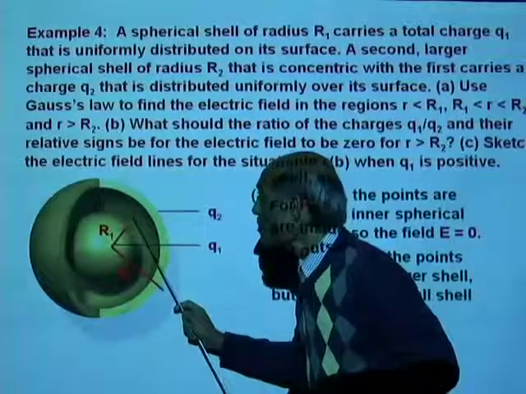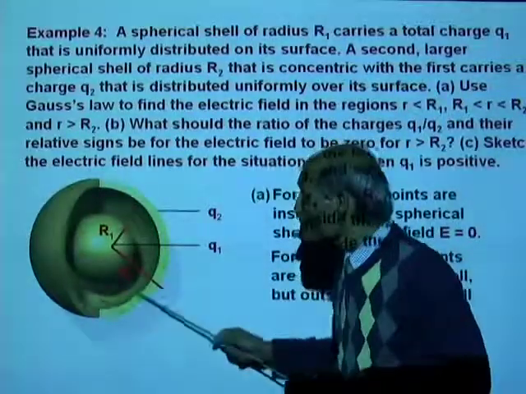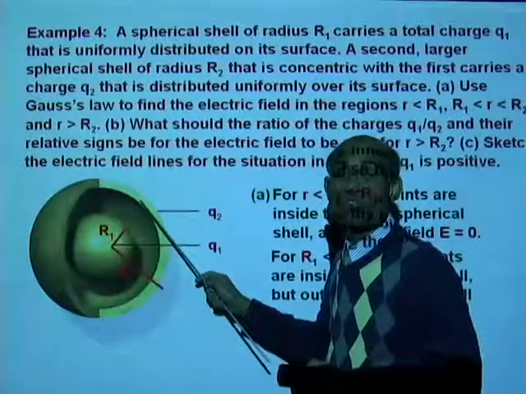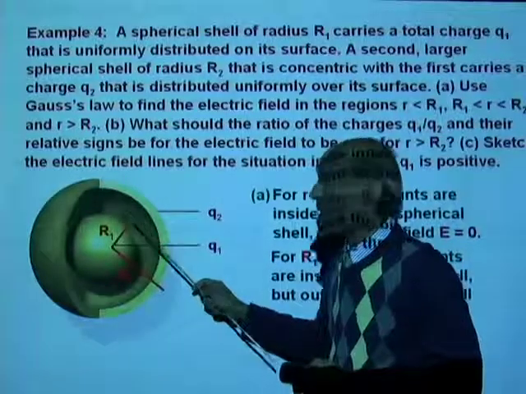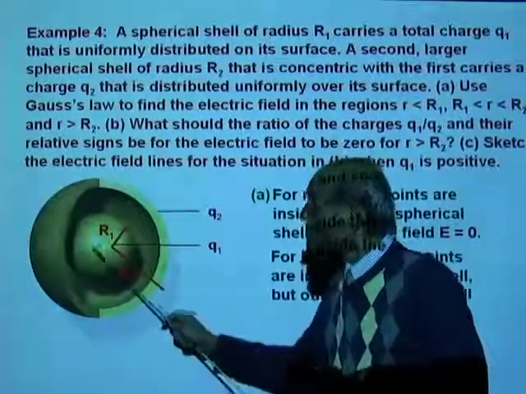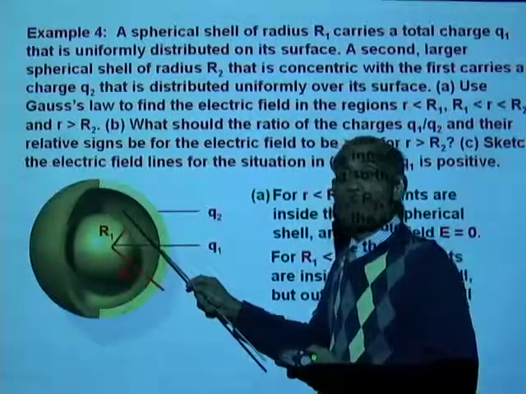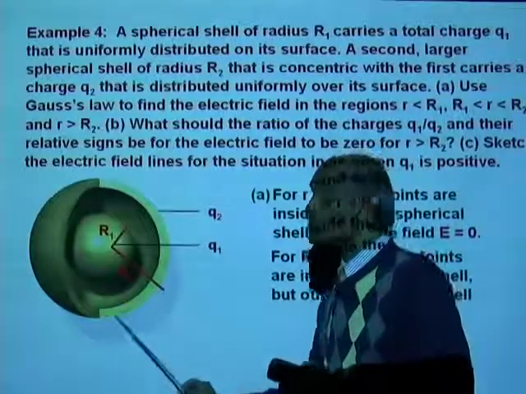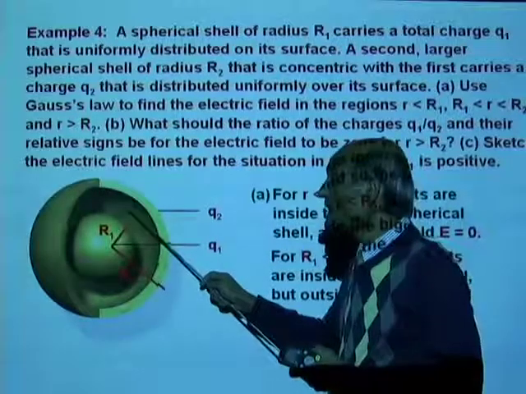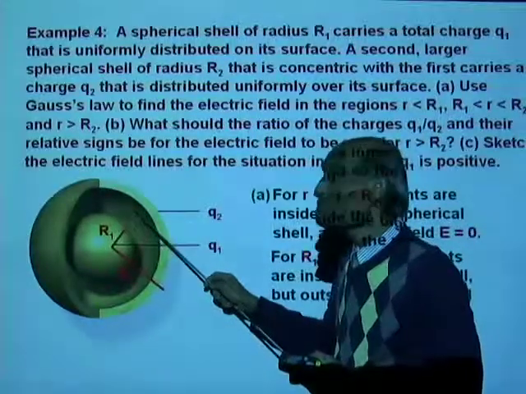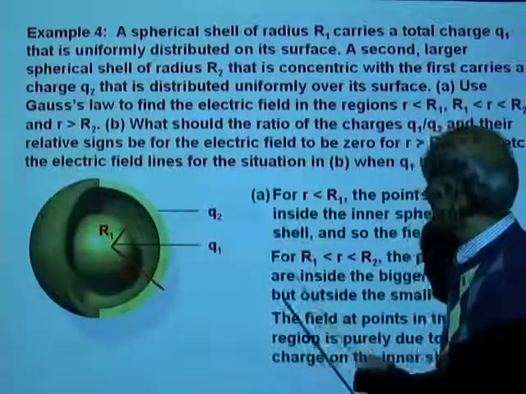Well, if you take a point here, that point is inside the outer shell. That means the electric field due to the charge on the outer shell will be 0 there, and it is outside the inner shell. I hope you follow my argument. If you take a point here, it will be inside the outer shell and outside the inner shell. That means the field at that point will be purely due to the charge on the inner shell. Alright, let's write that down.